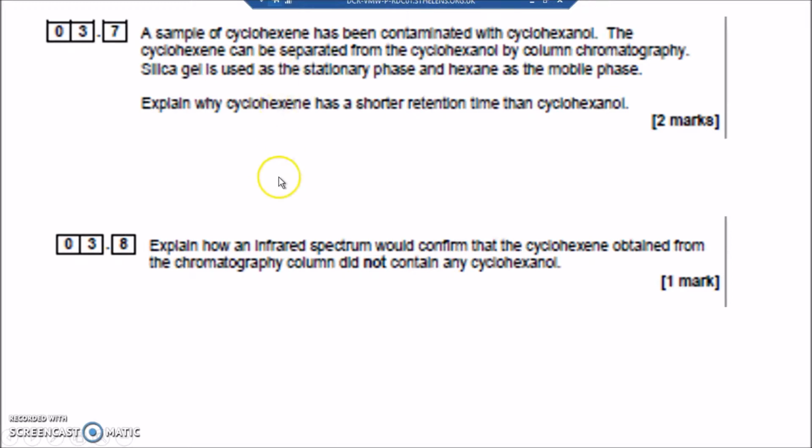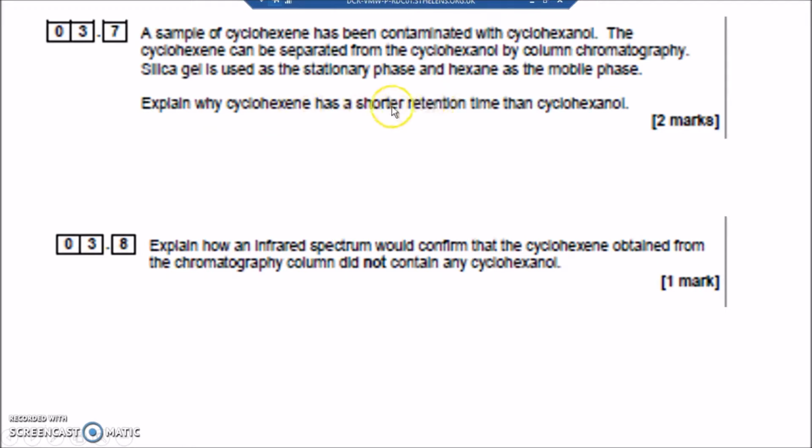Any non-polar molecules will move more quickly past the stationary phase, and hexane is the mobile phase that will be used to run down the column. Column chromatography runs from top down to bottom, unlike paper chromatography that runs from bottom to top, and that will pull the cyclohexene through the column.